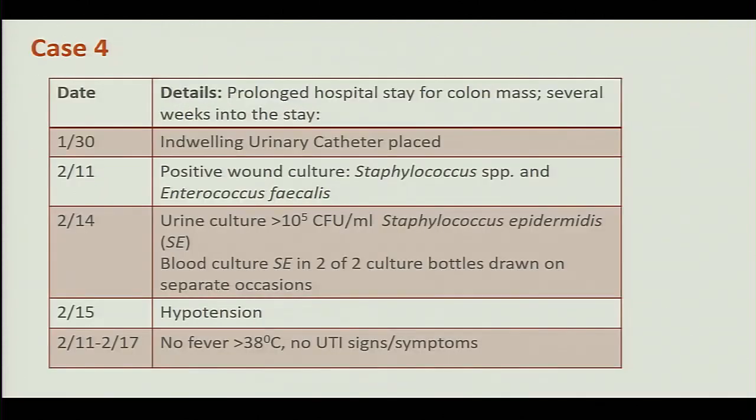Okay, case 4. We've got a prolonged hospital stay. We have a catheter in place since 1/30. On 2/11, we have a positive wound culture of staph species and an Enterococcus faecalis. We have a urine culture of greater than 100,000 staph epidermidis, and we also have a blood culture that is staph epidermidis, 2 of 2 blood cultures drawn on separate occasions. We have hypotension, no fever greater than 38, and there are no other UTI signs.